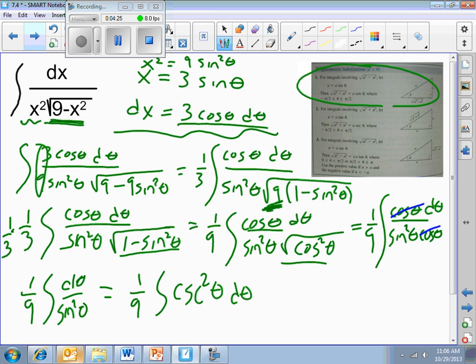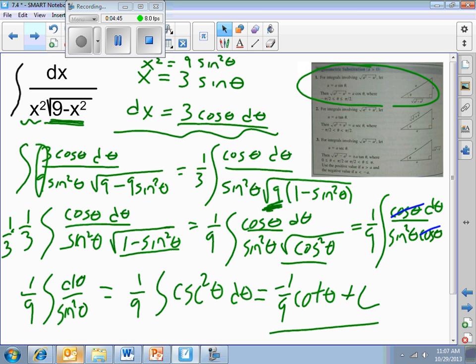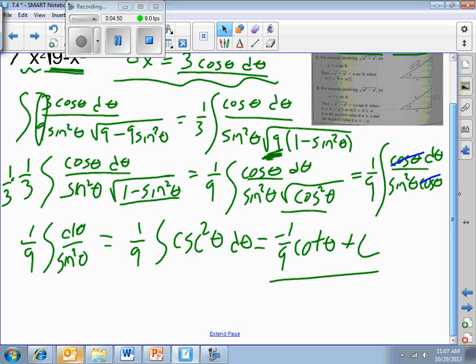Well, this one's real straightforward to integrate now. Because the derivative of cotangent is negative cosecant squared, we know the integration of cosecant squared is negative cotangent theta plus some c. It would be nice if we're done, but we're not quite done, because I now have it in terms of theta when I need it in terms of x.